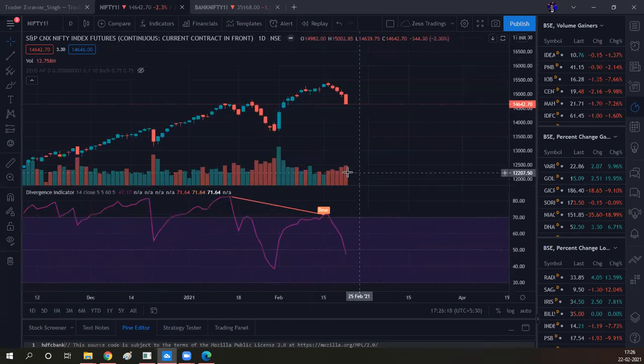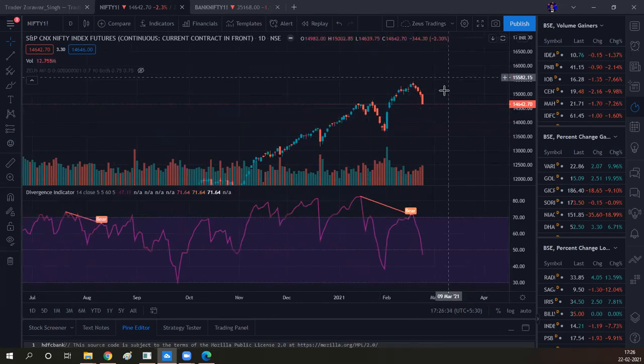You can clearly see how the divergence value at this point is significantly lower than the divergence value at this point, but the price is significantly higher than the price at this point. So this is when you start getting cues that the market is going to fall.